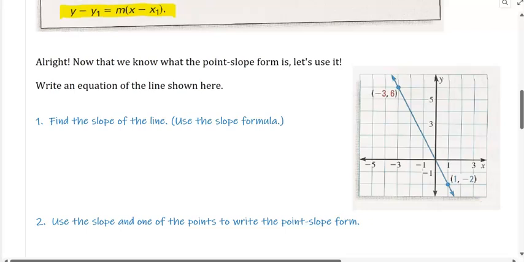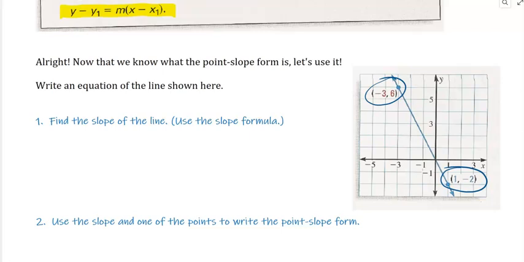All right, now that we know what the point-slope form is, we're going to use it. We're going to use the crud out of it. All right, so we're going to write an equation of the line that is shown here. See this line here? We have a point at (-3, 6) and another point at (1, -2). First things first, let's find that slope.